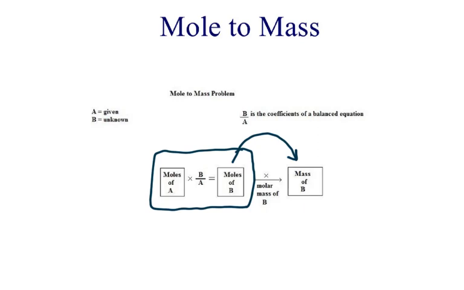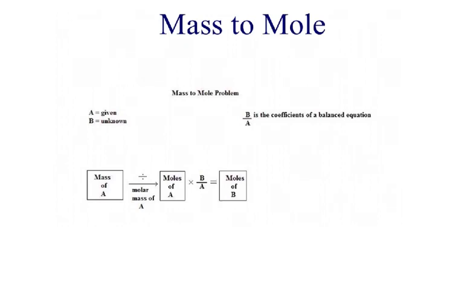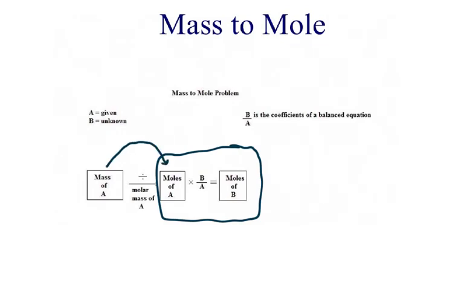Now, you might be asked to do a mass to mole problem. Again, here's your mole to mole equation or flow chart. If it's a mass to mole problem, you first have to convert the mass of the given into moles. You see, this piece right here that lets you go from A to B, I refer to this as the bridge. And in order to go from the given to the unknown, you have to be in terms of moles. So if you encounter a problem where you are in grams or kilograms or any other unit of mass, usually grams, you must convert to moles.